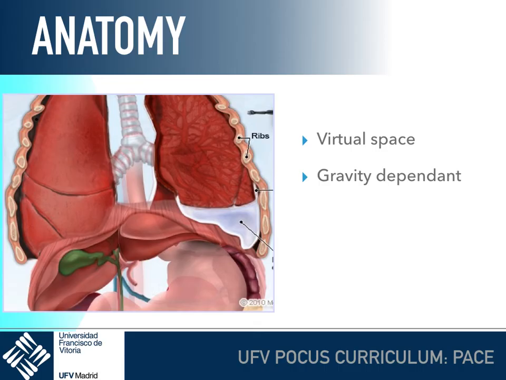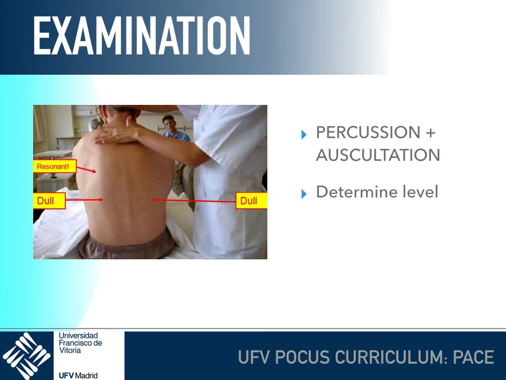The anatomy, again, we need to keep in mind that the pleural cavity is a virtual space and the fluid will be totally gravity dependent. The classical way to examine pleural effusion is by a combination of percussion and auscultation, and we need to determine the level between the dullness and the resonant or tympanic area, both using percussion and auscultation.